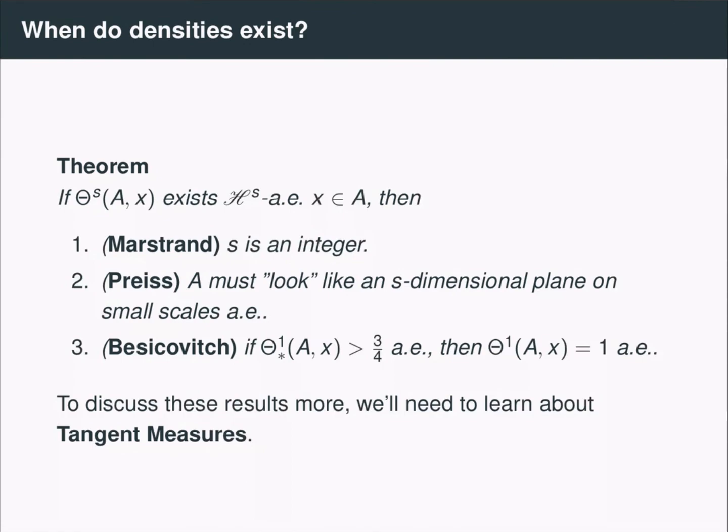So in other words, it's impossible to have a set whose densities hover in the range between 3/4 and 1. The lower density either has to be at most 3/4 or it must equal 1. And in fact, there is the famous Besicovitch 1/2 conjecture that says that we should be able to replace 3/4 with 1/2. In order to discuss the first two results, we're going to need to introduce a whole new set of techniques for studying geometry of measures called tangent measures, which will be the focus of the next 2 weeks.